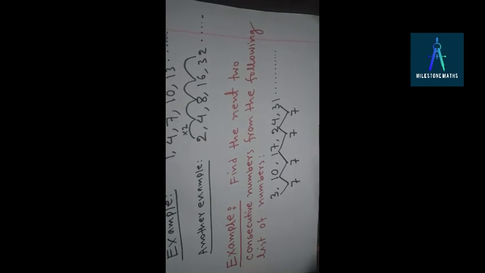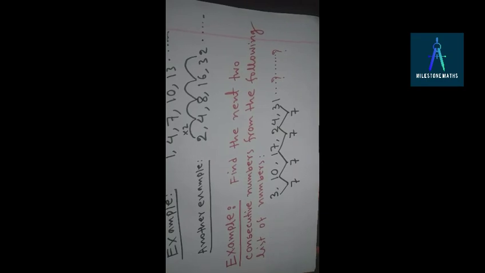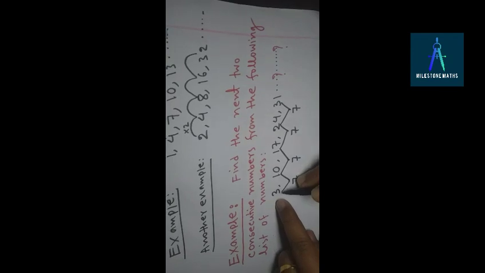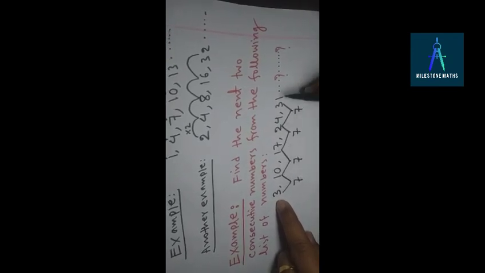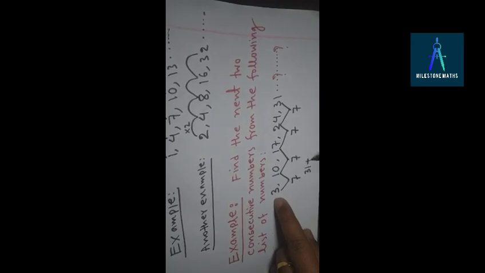I have to find the next two numbers of the series. So the next two numbers will be, every time 7 is increasing here. So the next number after 31 will be 31 plus 7, that is 38. And what will be next? 38 plus 7, that is 45.